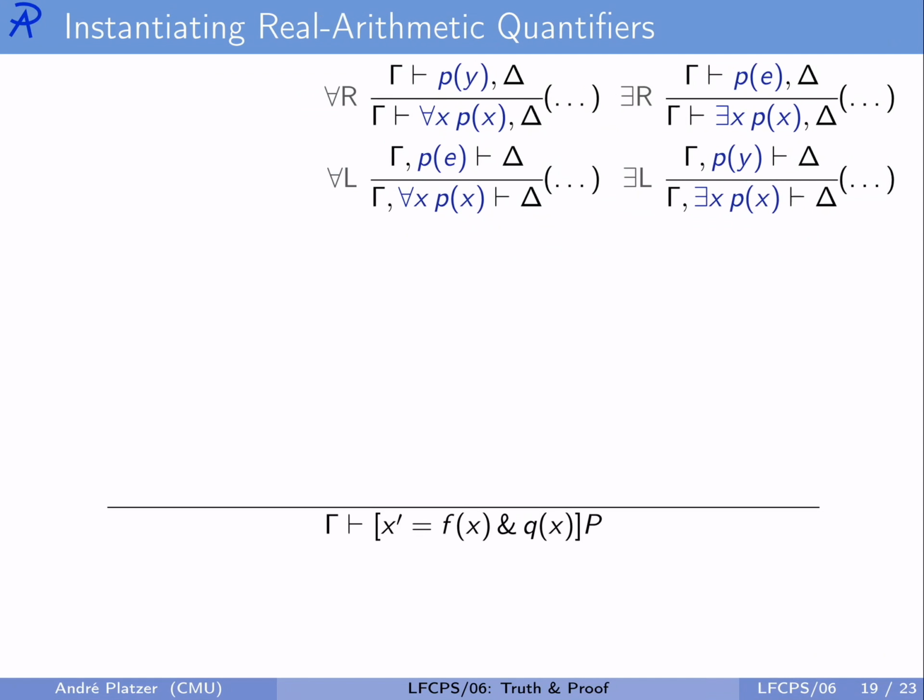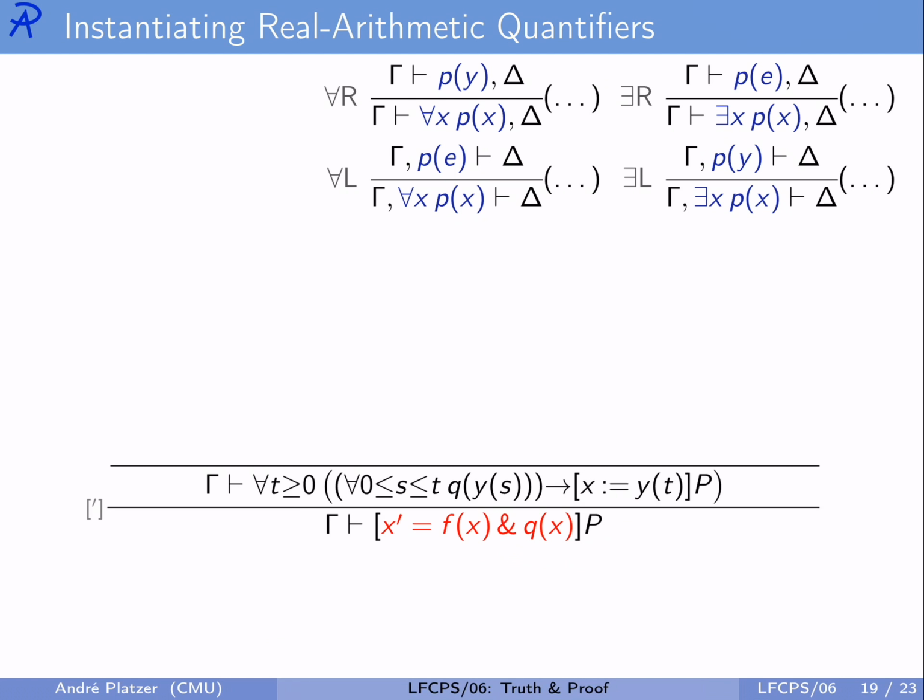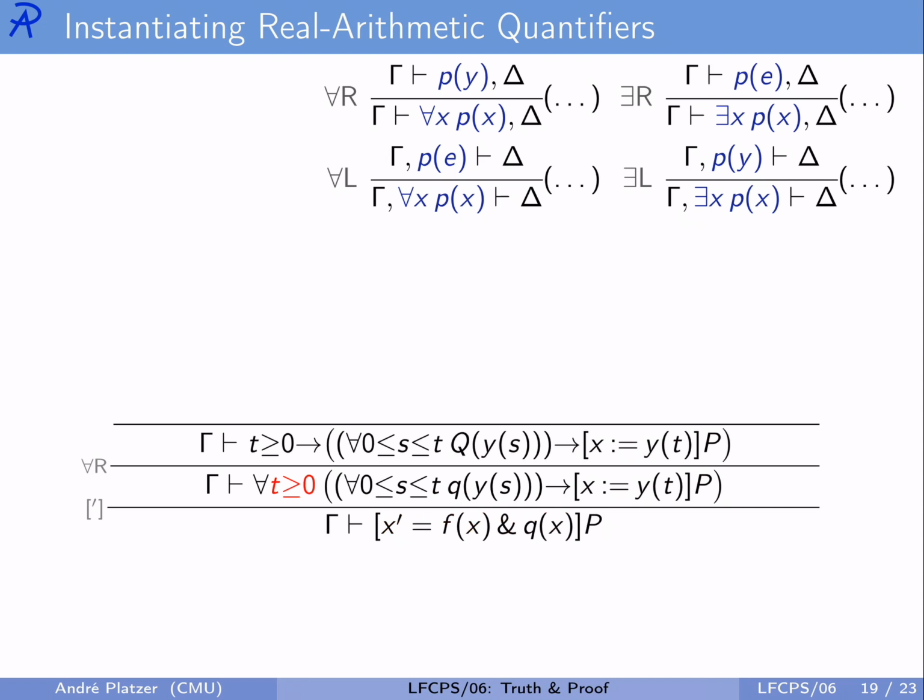useful about differential equations. Namely, when we're given a question about a differential equation, x prime equals f of x within the evolution domain constraint q of x, does a postcondition p hold afterwards? And in order to prove that, we can solve the differential equation using the solution axiom, which will enable us to work on a universal quantifier. By the for all right proof rule, we prove a property for all times t by proving it for any arbitrary time t, assuming we haven't used t here.